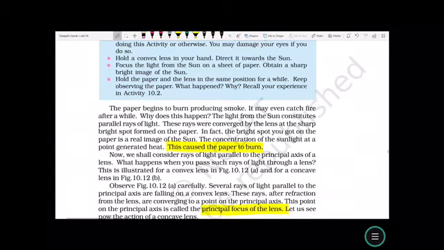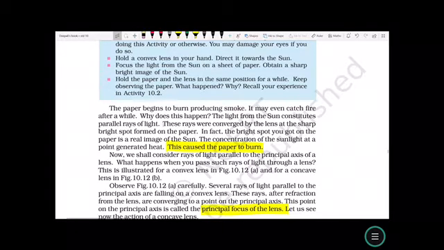Why? Recall your experience in activity 10.2. The paper begins to burn, producing smoke. It may even catch fire after a while. Why does this happen? We have already seen this in reflection of light through convex and concave mirrors.